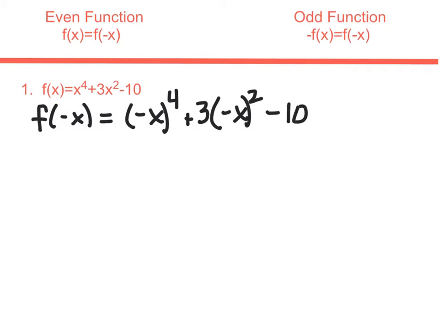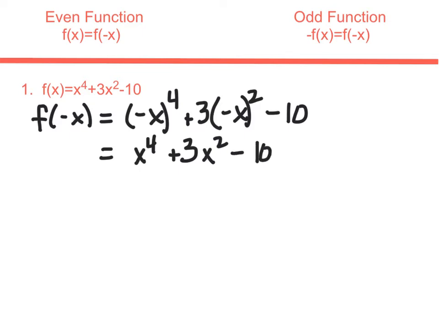Okay, I'm going to keep working this out. Negative x raised to the fourth power makes that positive, and then x to the fourth power just gives me x to the fourth. Plus 3 times, a negative to the second power is a positive, and then x to the second power is just x squared, minus 10.